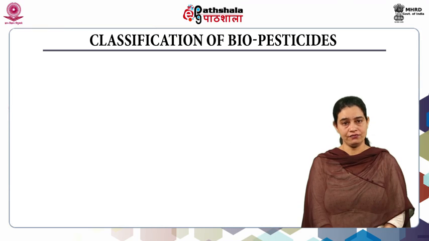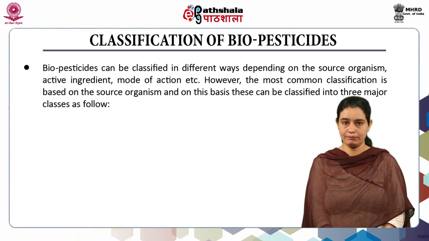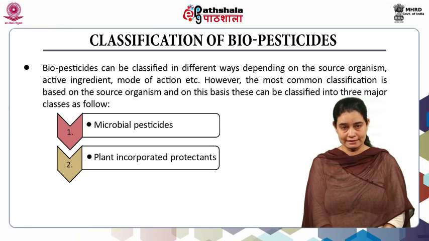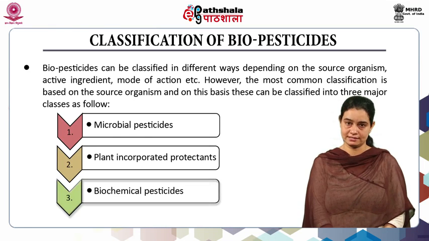Coming to the classification part of biopesticides, they can be classified in different ways depending on the source organism, active ingredient, their mode of action, etc. However, the most common classification is based on the source organism, and on this basis they can be classified into three major classes: microbial pesticides, plant incorporated protectants and biochemical pesticides.